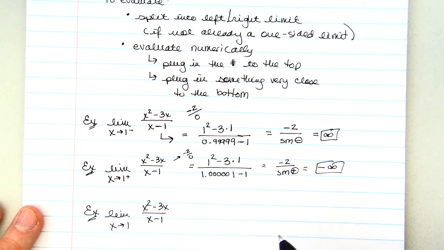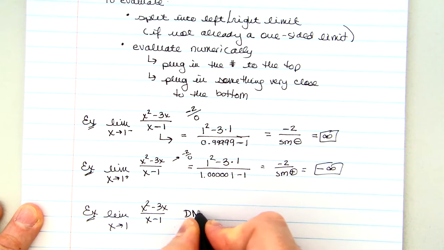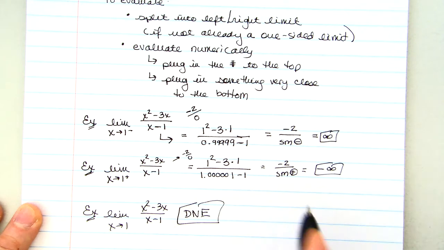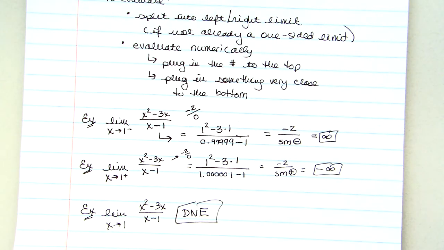We just did the 2 one-sided limits. They didn't agree. Therefore, this thing does not exist. And if I didn't give you the previous 2 problems, you would have to create those previous 2 problems, do your one-sided limits. Sometimes we're good, sometimes not so much. Anything so far?